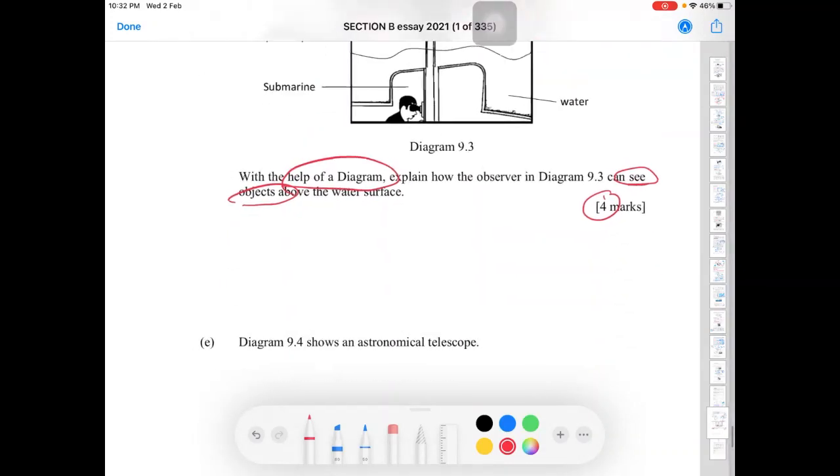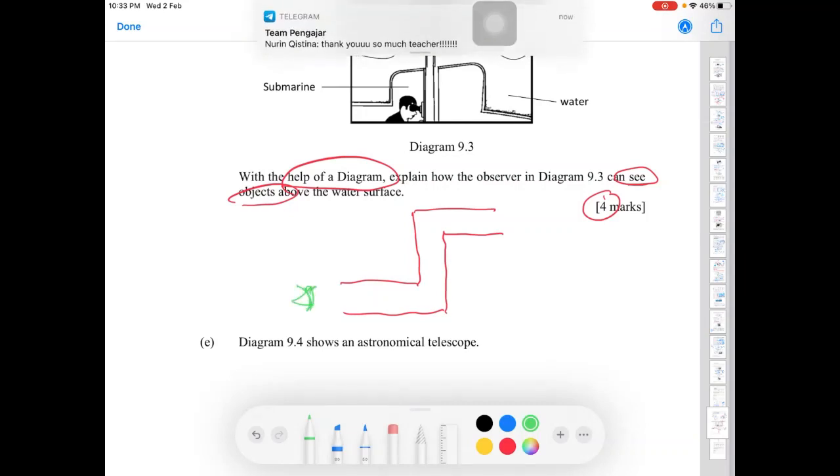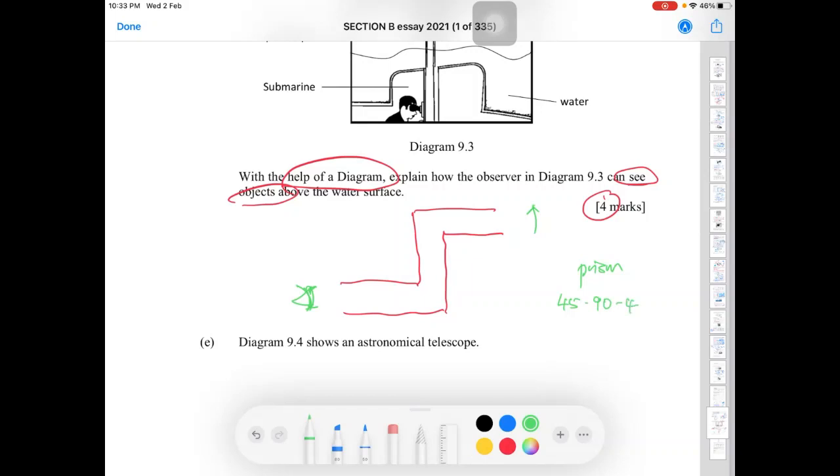Jadi lukislah sebab susah you nak explain dengan words. Jadi lukislah. Lukis macam ni. Lukis you punya periscope. Okay. So periscope kamu kena pastikan apa? You punya prism tu mesti kedudukan dia betul. Jadi mata kamu kat sini. Ni mata nak tengok objek dekat sini. So how to draw? You pastikan the prism use is prism apa you guna? Prism yang you guna adalah 45, 90, 45.